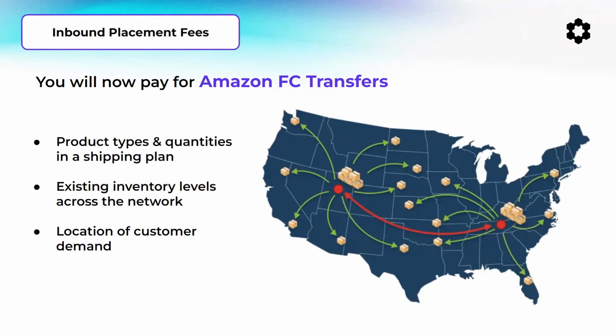These fees are relative to your product type, the quantities in the shipping plan, the existing inventory levels across the network, and the location of the customer demand. At the beginning, we were thinking, oh no, it's just product types and sizes, but not necessarily. The more inventory you have in the network, the more expensive it could be. The farther your inventory is from the customer, that's also a huge play. That's probably the biggest thing that will drive your fees up.